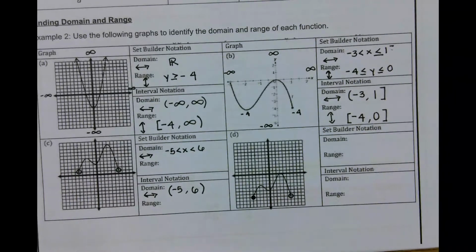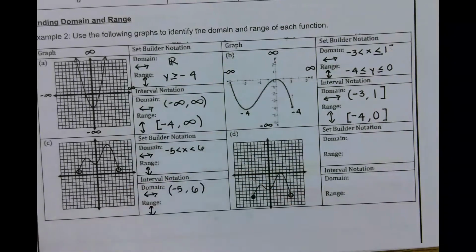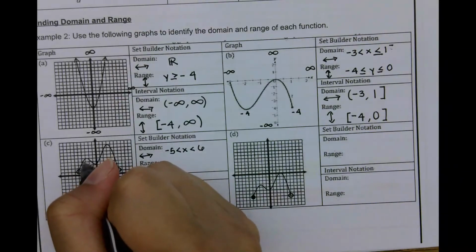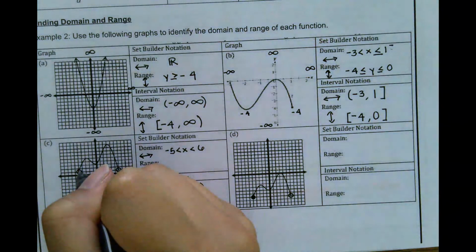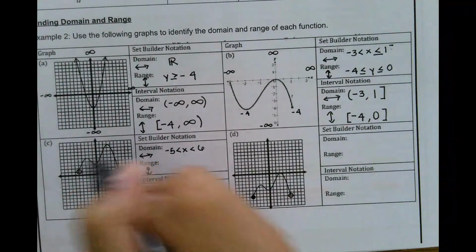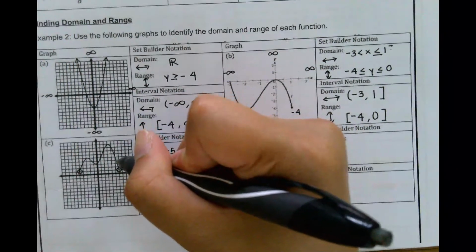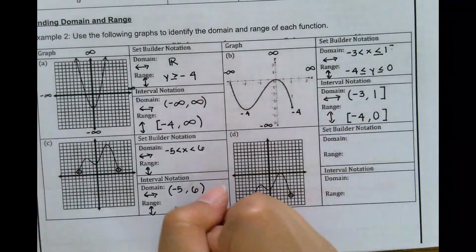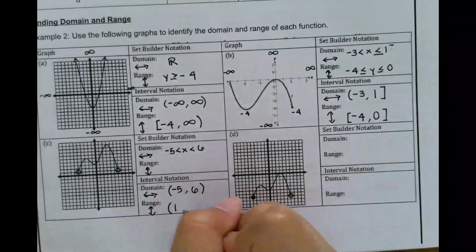Range is up and down. We always start with our smaller number, so I'm going to walk down. Walk down, walk down. Once I hit here, I can't walk down anymore, and this value here is 1. Let's see, if I walk down here, what's my lowest value? Walk down, walk down. This is also 1, so my lowest value is 1, and because of those open circles, it is not included.